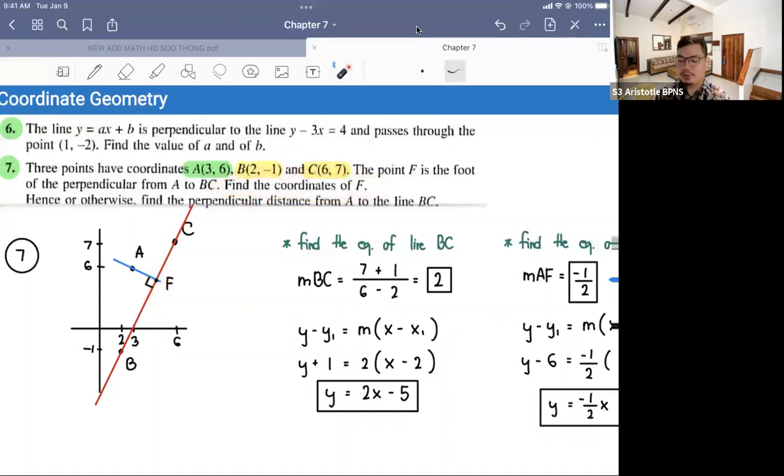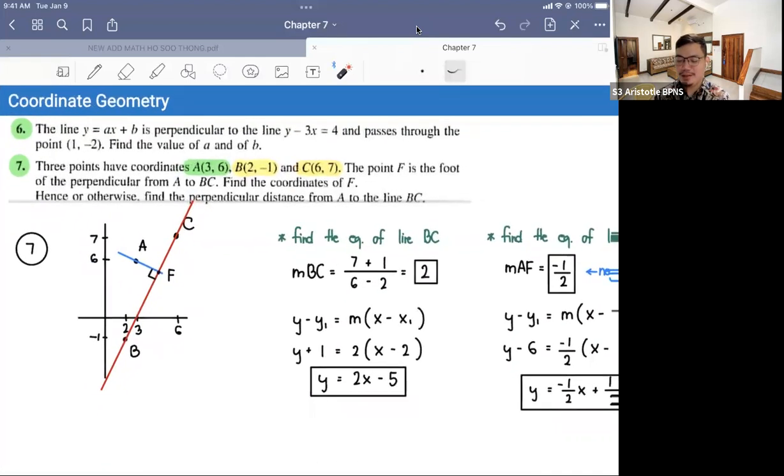So what we can do is basically we need to find the equation of this line BC, and then also we need to find the equation of this line AF. And then once we get our two equations, we can solve them simultaneously. All right? Okay. So let me find the equation of the line BC first.